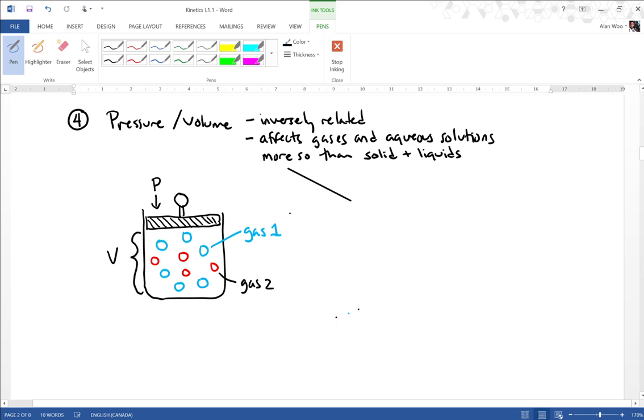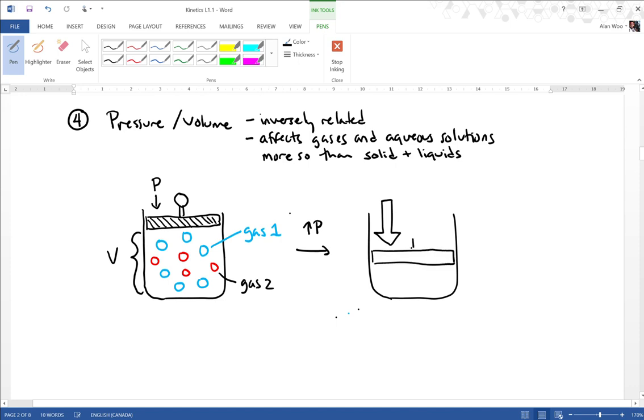So if this is our starting point, if we change one of the variables, let's say we increase pressure. Then our little diagram here changes like this. There's more pressure being placed on the piston or lid. So here's my pressure, it's much bigger. But notice that the volume has decreased. Whenever you increase pressure, volume decreases.